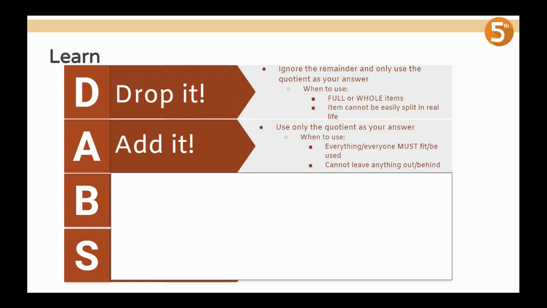The other option is when I need to add a number to my quotient. This is when I need to include everything no matter what. So think of going on a field trip. If we're going on a field trip, we're not going to leave anyone behind. So if we have 135 students in 5th grade and cars can only fit 6 people in each car, we're not going to leave those extra few people at school. Instead, we're going to bring one more car, even though it's not going to be all the way full.